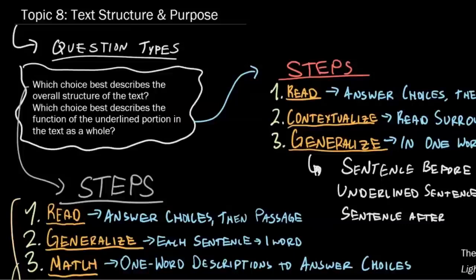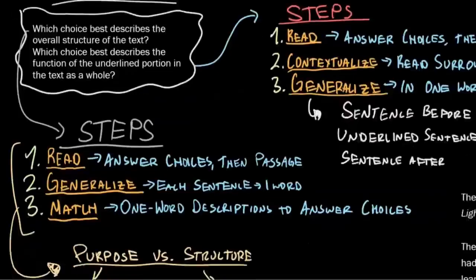They don't really change the structure of this question at all. Now they also have "which choice best describes the function of the underlined portion in the text as a whole." This is also word for word on a lot of SATs. We're going to split this up into 2 different methods, so let's look at the method for this first question here.